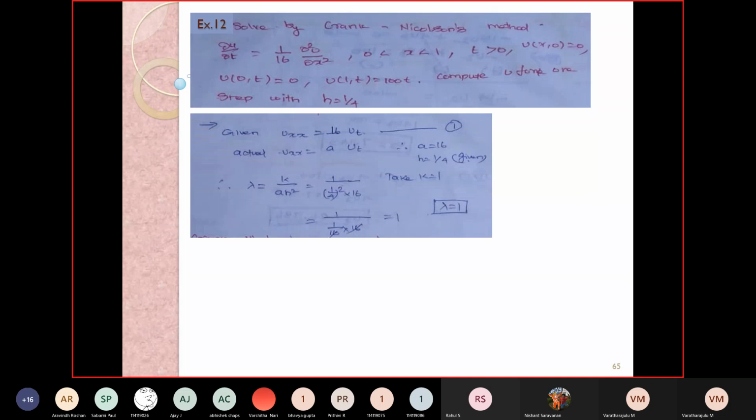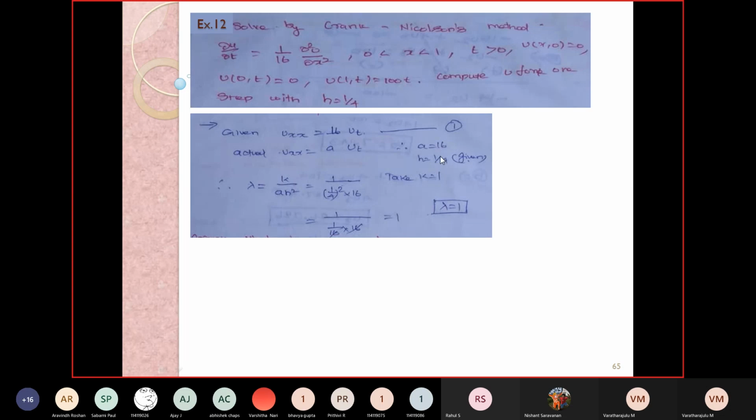and see what happens. Please make a note; the derivation is up to you, but the problem you have to know. u_xx is equal to 16 u_t. This is not minus 16. I have multiplied by 16 in order to get a value. The term which is associated with u_t is a. Therefore, I am taking the 1/16 to the other side, and I get u_xx = 16 u_t. That is equation number 1, and therefore a is equal to 16.